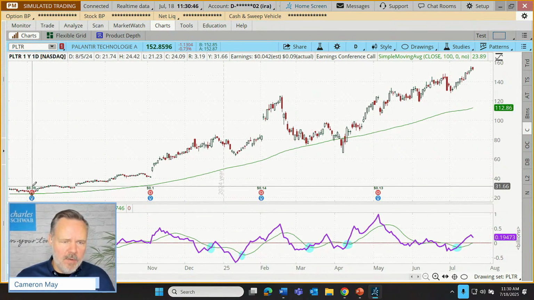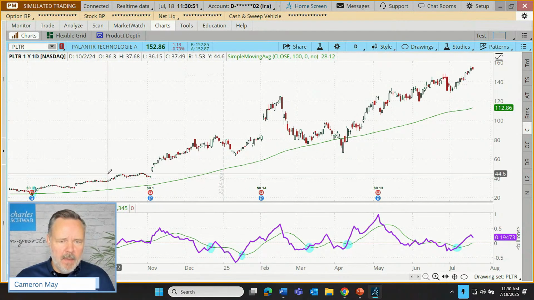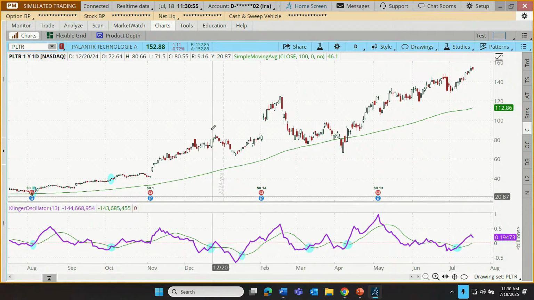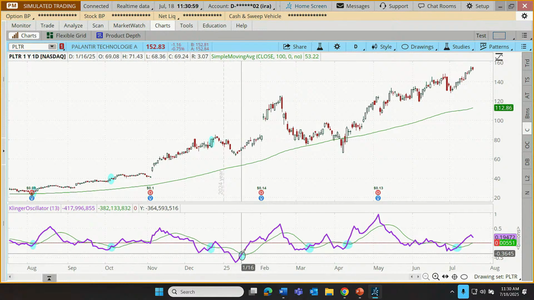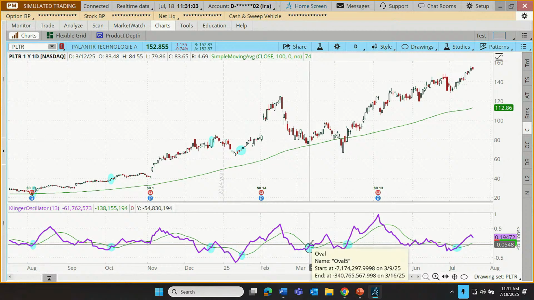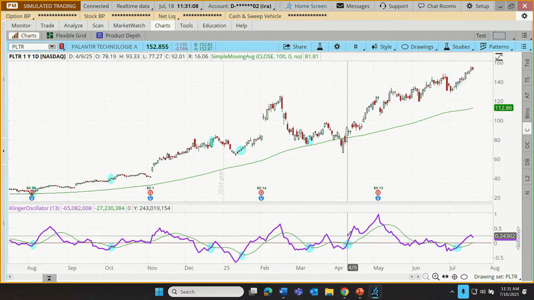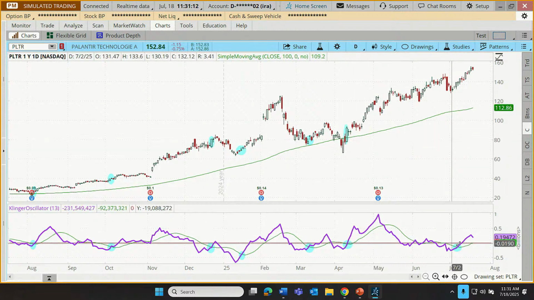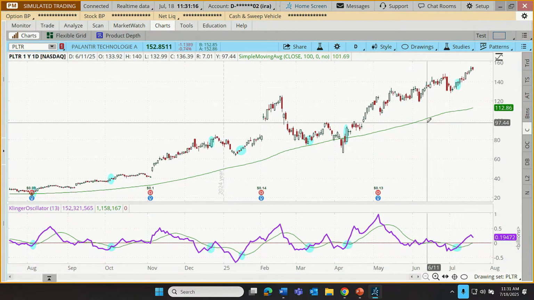So let's line those up on our Palantir example here. There was one here. There was one about here. There's one here. Line this one up, that was about here. Hope you can see these are not perfect. Looks like this one was about here. This one was right on that white candle. And there's a very recent one that was about right there on that hammerish looking thing.